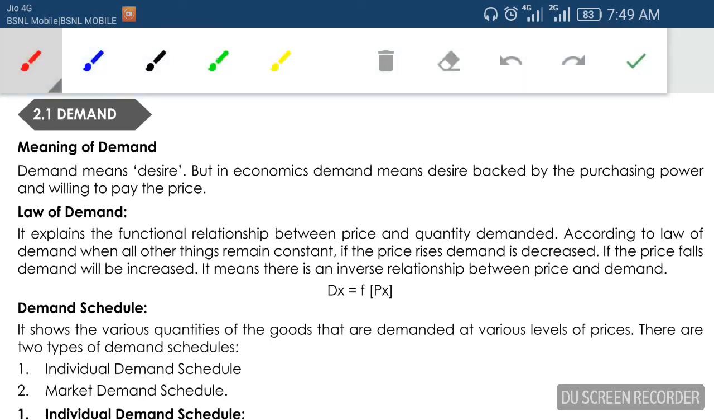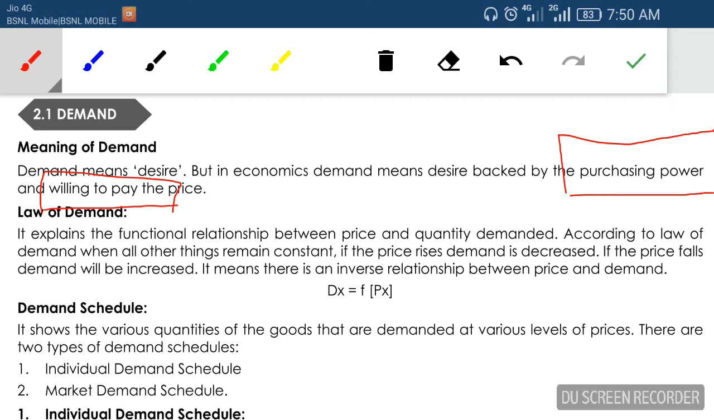What is demand? Demand includes two things: the purchasing power and the willingness to pay the price. When you have the purchasing power to buy a particular product, and at the same time you are also willing to buy that product, it means you have demand for that product. If I have the ability to buy an Apple, it will never mean that I have demand for it. Mere ability will not make my demand, but with that purchasing power I should be willing to buy the product. Then only I can say that there is a demand for this particular product.